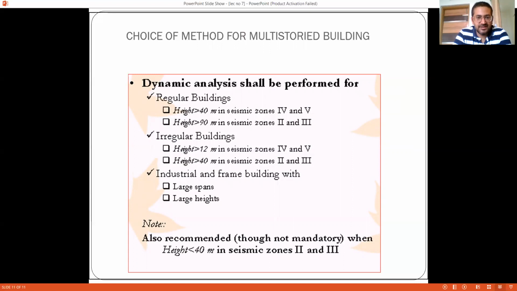And for industrial and frame buildings with large span and large height. It is also recommended, though not mandatory, when height is less than 40 meters in seismic zones 2 and 3. So this is a snapshot from IS 1893-2002, where the parameter was height, with a minimum of 40 meters. Any structure above 40 meters had to be analyzed by the dynamic analysis method. However, in the 2016 code this clause has been modified, and now irrespective of the size or height of the building, it is suggested that dynamic analysis should be performed in order to achieve accurate results.